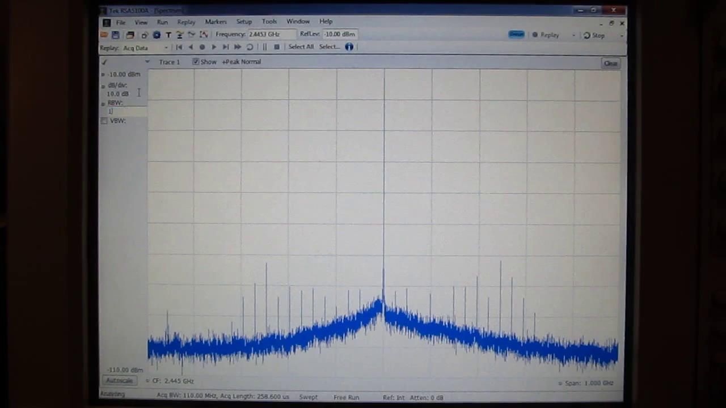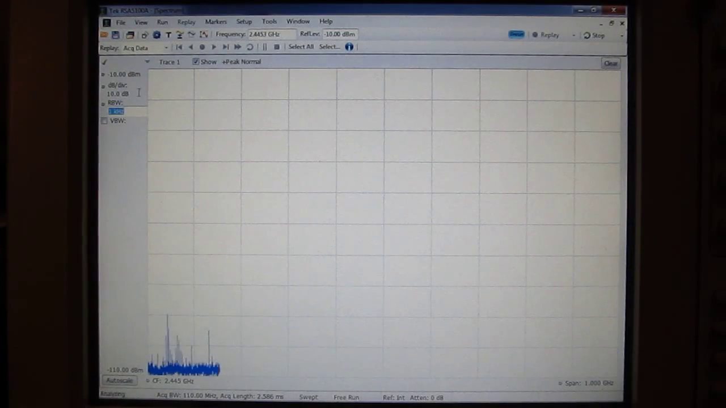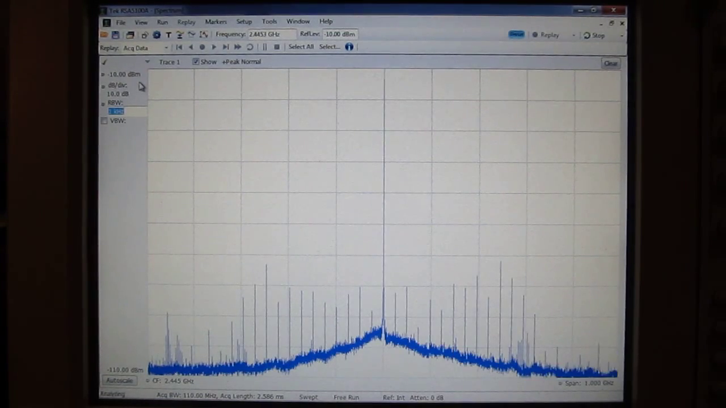Let's knock the resolution bandwidth down now to 1 kHz. At this set of settings, a traditional swept analyzer will often have a sweep speed exceeding 20 minutes, and we can see that this analyzer is giving us a sweep speed of about 3 seconds. That is a significant time savings in making these types of measurements.